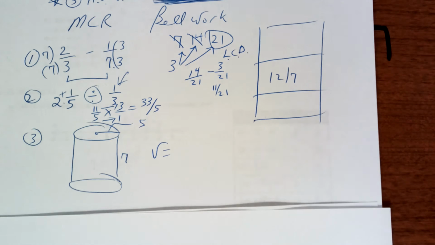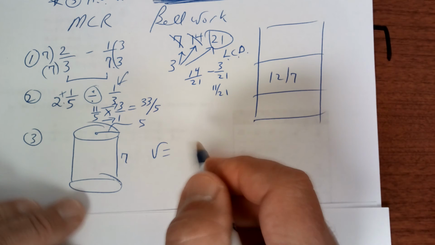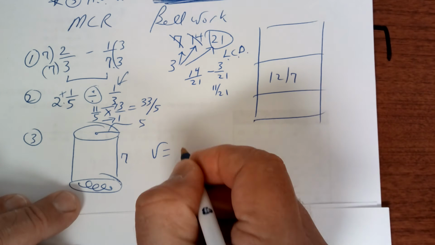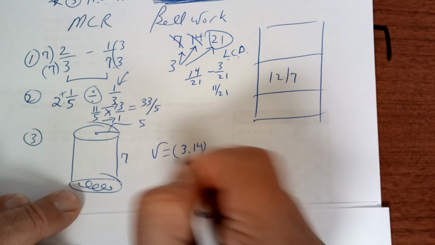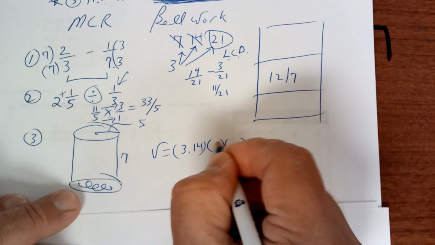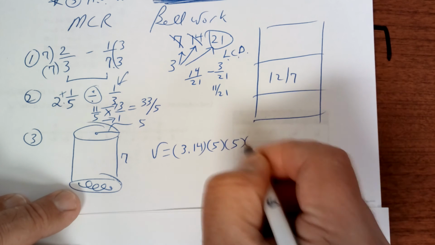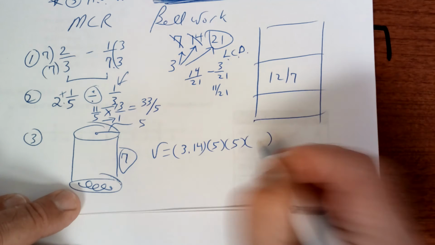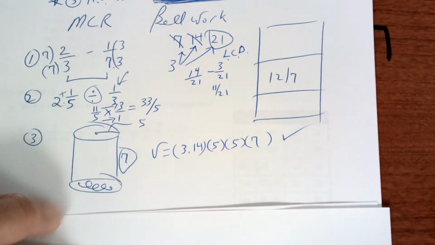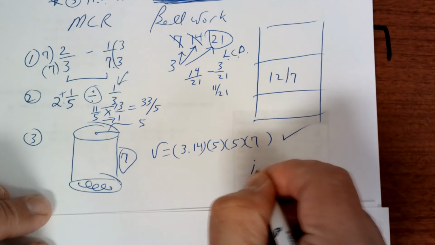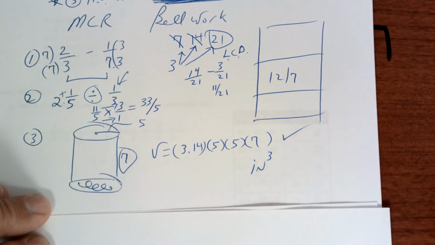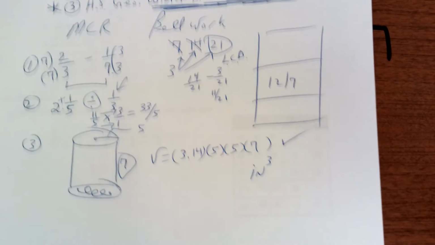This one right here, you're going to first do volume. So the bottom is a circle. So pi radius squared times the height. The height here is 7. Multiply all of that out, and it's going to be cubic inches. It's volume. All right, let's pick up where we left off here.